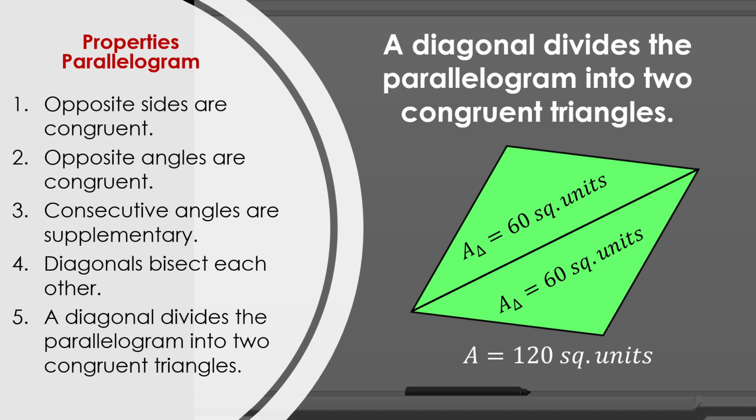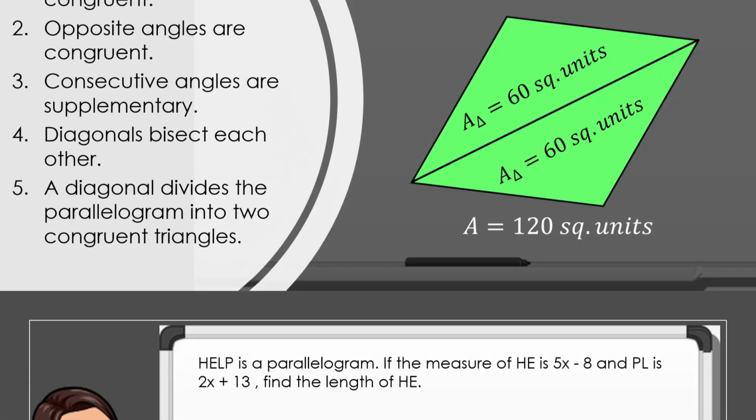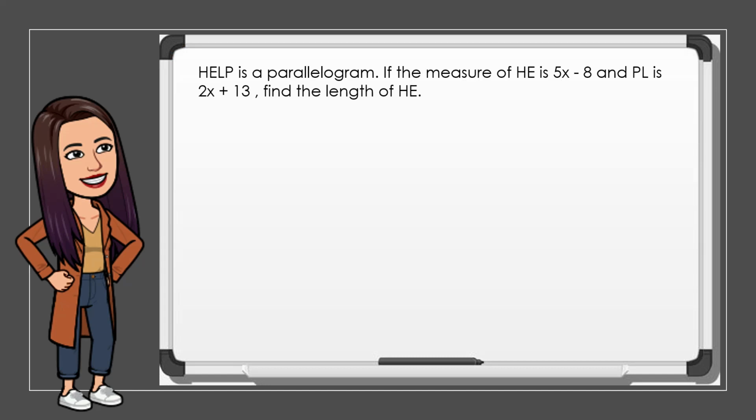Let us now use these properties to find the measures of angles and sides. Let us have our first example. HELP is a parallelogram. If the measure of HE is 5x minus 8 and PL is 2x plus 13, find the length of HE. So the first step to find the length of HE is to illustrate this situation. Let's say that this is our parallelogram HELP. And it says that HE is equal to 5x minus 8, in which PL here is equal to 2x plus 13.